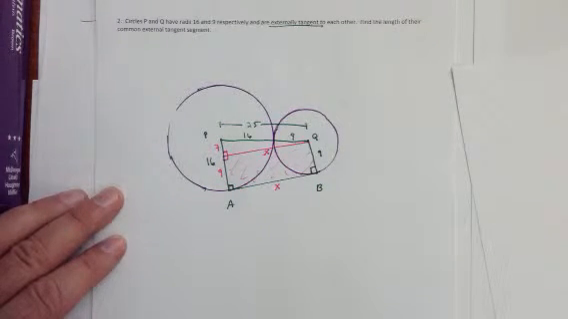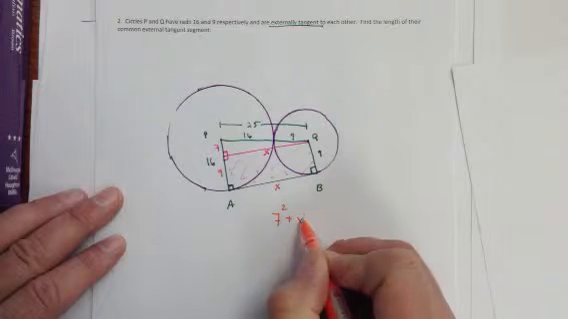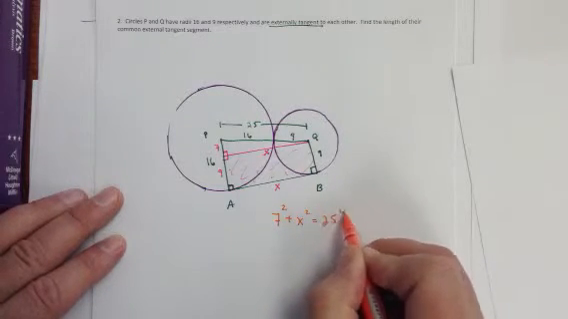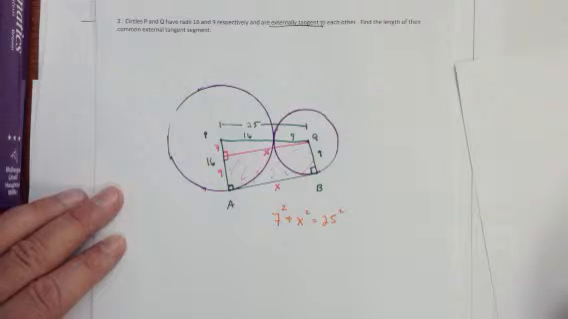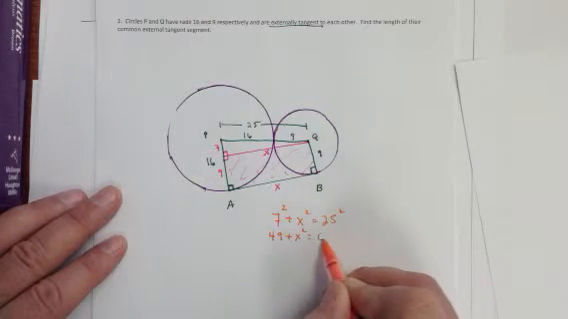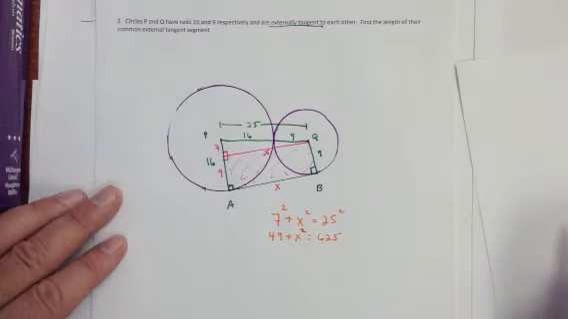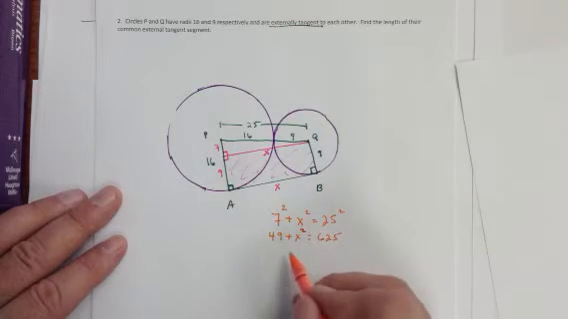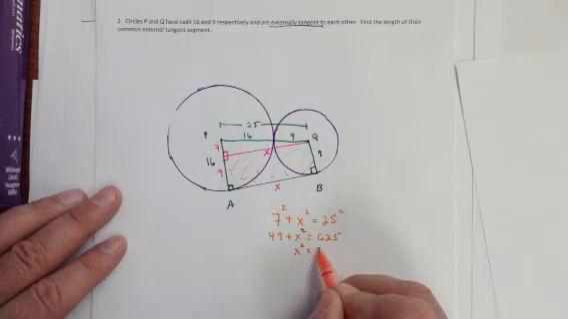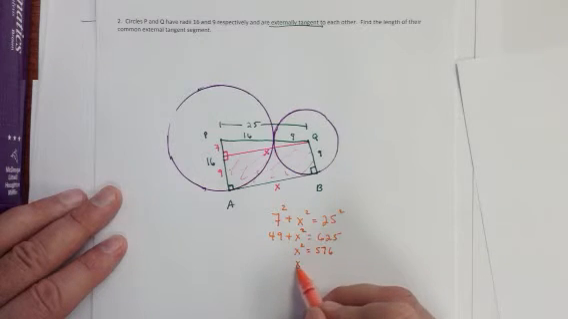Now I can use the Pythagorean theorem. I have 7 squared plus x squared equals 25 squared. Some of you may recognize that that's a Pythagorean triple, 7, 24, 25. If not, that's okay. If we square that out, we get 49 plus x squared equals 625. If I subtract 49 from both sides, I'm going to get x squared equals 576. Square root both sides and I get 24.